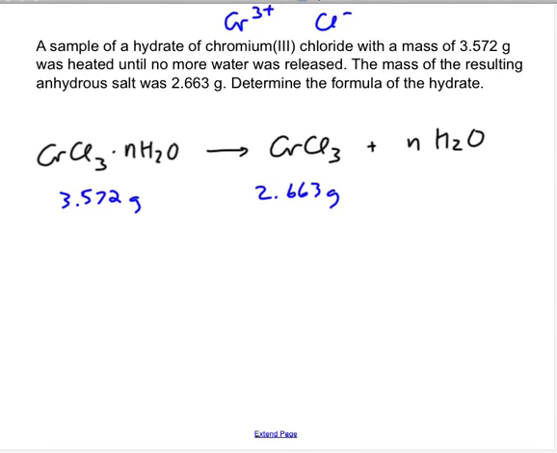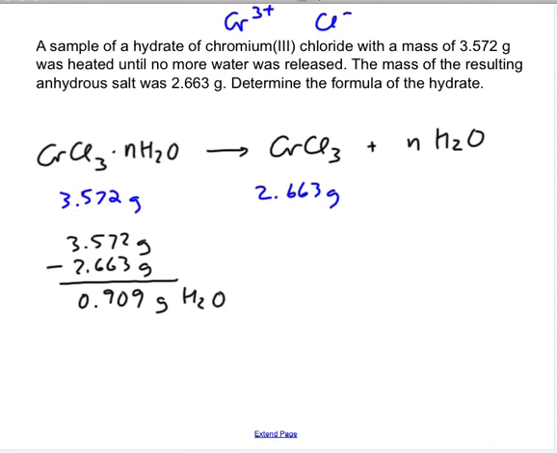So the first question is how many grams of water were produced. We'll calculate that simply by doing a subtraction. 3.572 grams of the hydrate minus 2.663 grams of the anhydrous salt gives us 0.909 grams of water. Now keep in mind that n, the degree of hydration that we're trying to calculate, is a mole ratio. It is simply the moles of water present divided by the moles of chromium-3 chloride. So all I need to do is simply convert from grams to moles, which you know how to do.